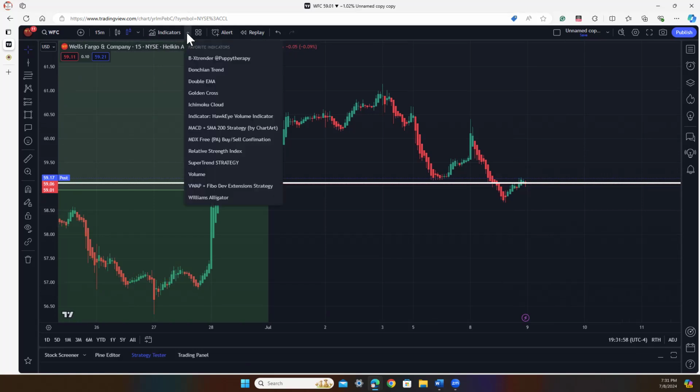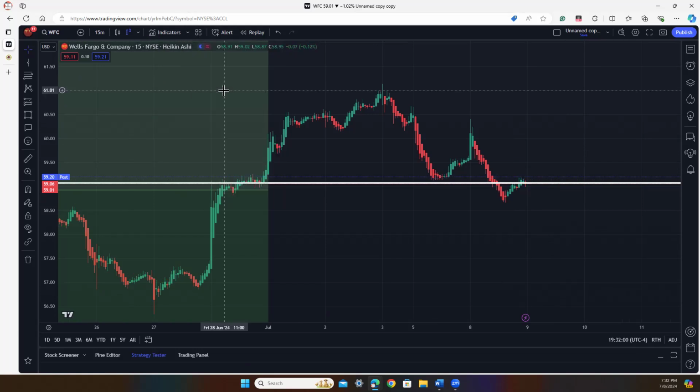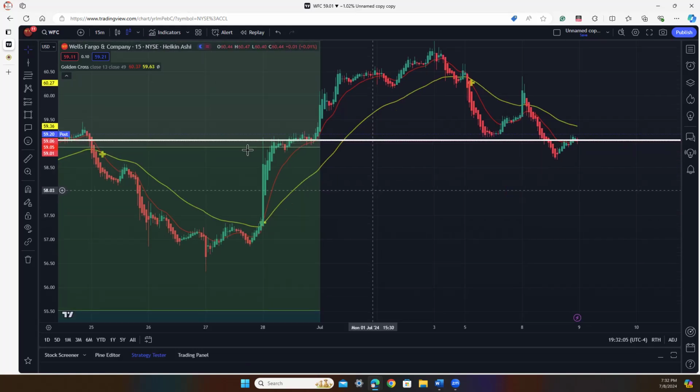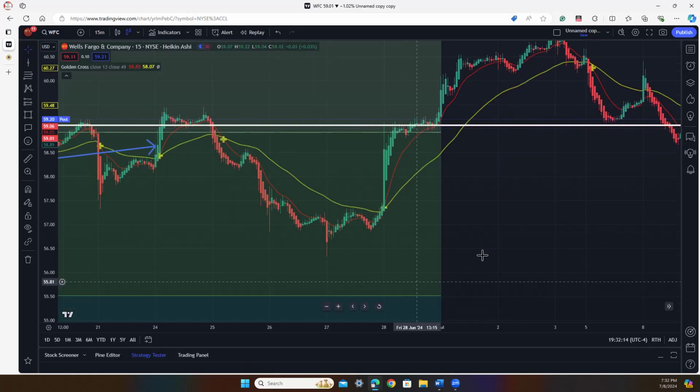It is going to be, and I always share this one because it's so easy, the golden cross. We don't need to change any of the colors or any of the settings for the golden cross. I think it's set fairly well as it stands. It gives you a cross when it is time to buy, and then it'll give you a cross when it's time to sell.